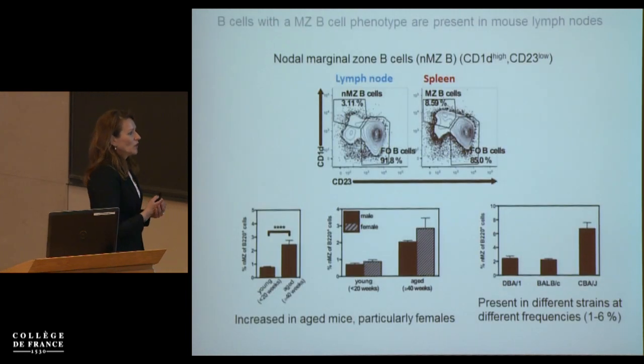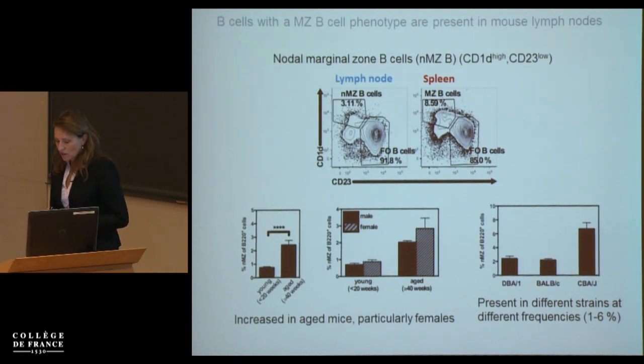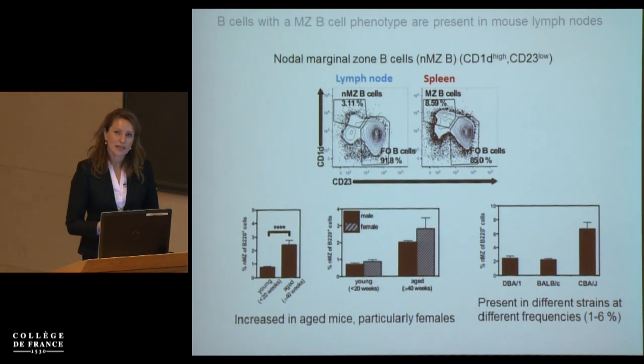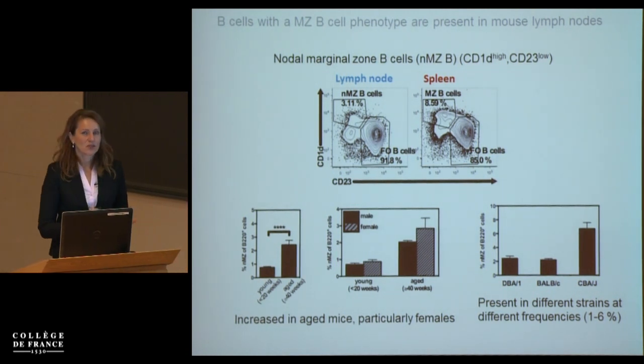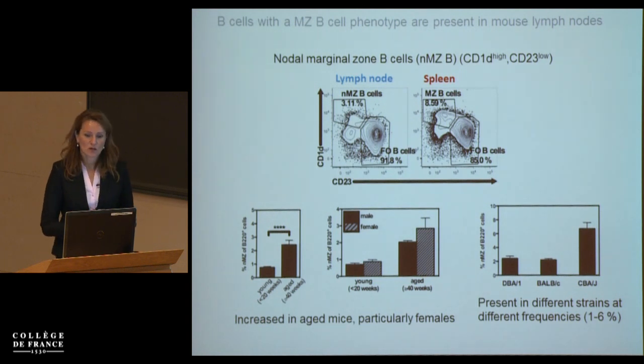Now I'm going to move to a subject that is quite novel, and that is because in humans, marginal zone B cells are circulating. They are found in the spleen, in the blood, and in the lymph nodes, while in the mouse, they have always been confined to the spleen, stationary there.